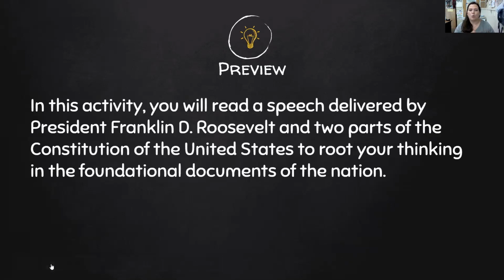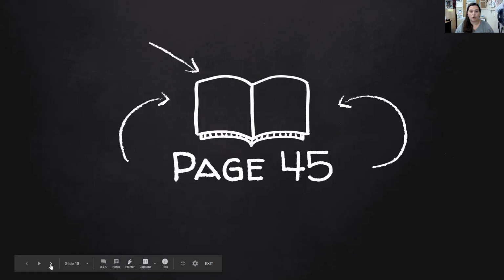In this activity, you will read a speech delivered by President Franklin D. Roosevelt and two parts of the Constitution of the United States to root your thinking in the foundational documents of the nation, which is one of our essential standards this year. So I'm about done here. You're going to need to get out your book to read this. It's on page 45, but I am finished.